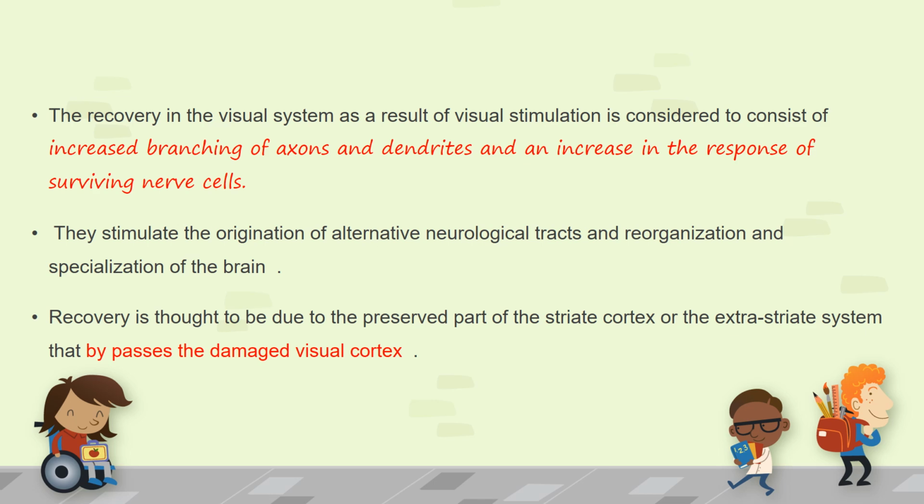The recovery in the visual system as a result of visual stimulation is considered to consist of increased branching of axons and dendrites and an increase in the response of surviving nerve cells. They stimulate the origination of alternative neurological tracts and reorganization and specialization of the brain. Recovery is thought to be due to the preserved parts of the striate cortex or the extrastriate system that bypasses the damaged visual cortex.